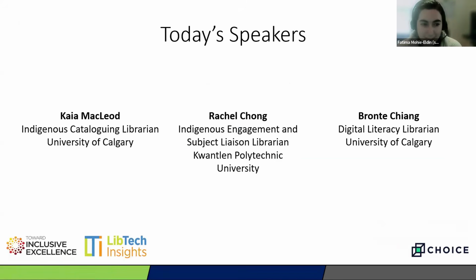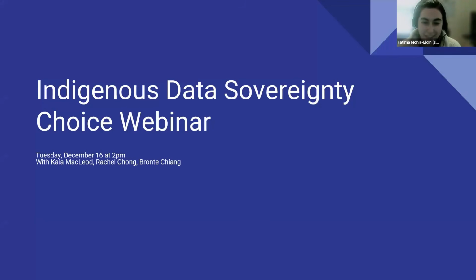Starting with Kaya McLeod, who's a member of the James Smith Cree Nation and is the University of Calgary's Indigenous cataloging librarian, as well as Rachel Chong, who is a Métis citizen through her maternal grandfather, originally from St. Boniface, Manitoba. She currently works at Kwantlen Polytechnic University in Surrey, British Columbia, as the Indigenous Engagement and Subject Liaison Librarian. And finally, Bronte Chang, the Digital Literacy Librarian at the University of Calgary. So with that, I'll hand it over to our first speaker for today, who is Kaya.